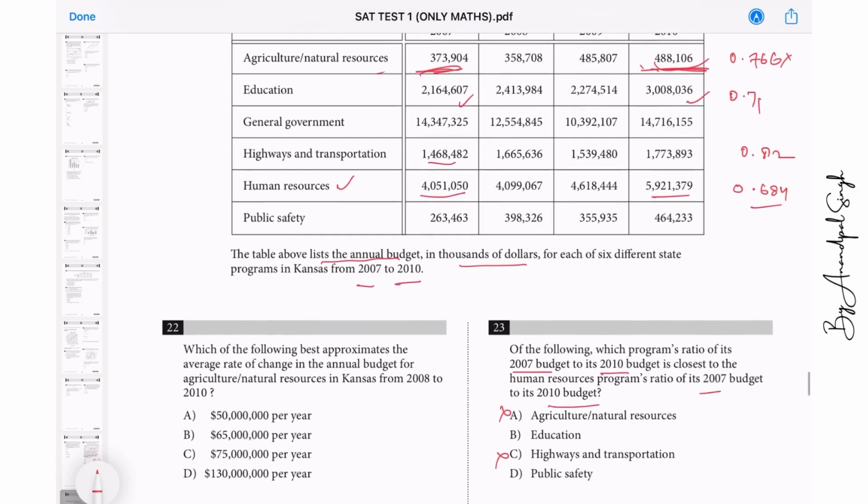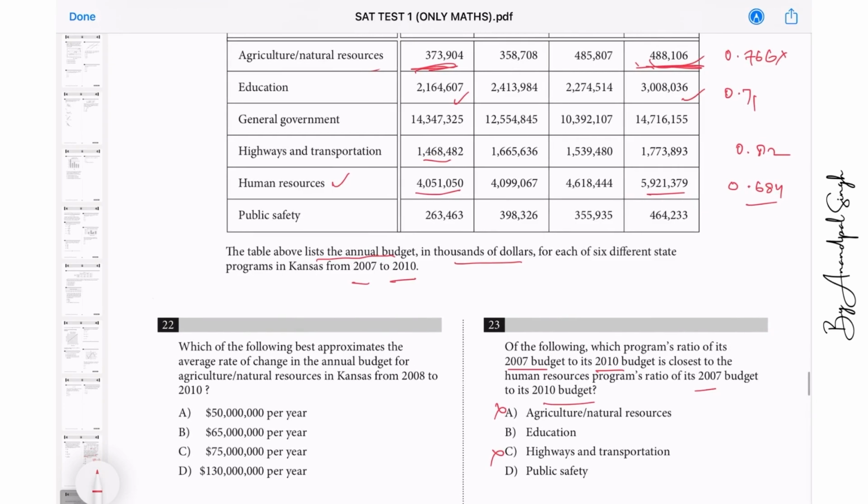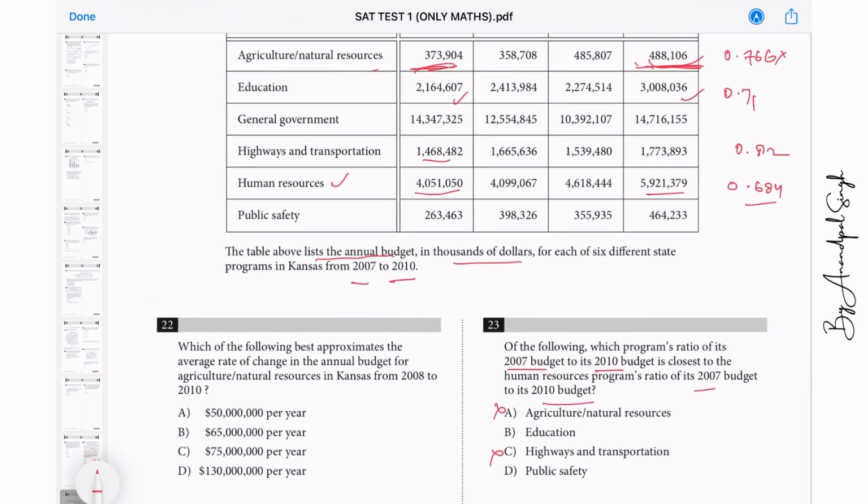Still, now we have got only education which is near to it. Let us go to public safety. 463 divided by 464,233. This is 0.56. This is much below this. So we will go with education, which is the right answer.